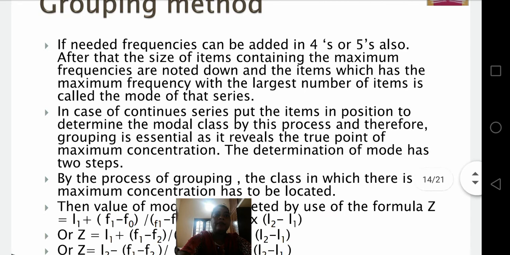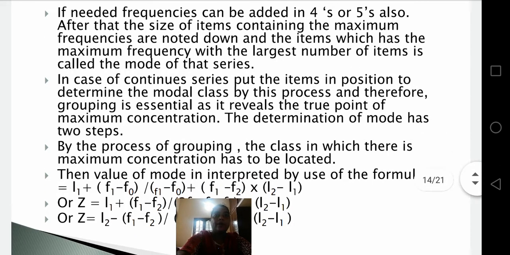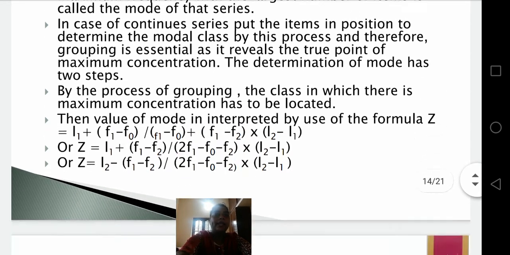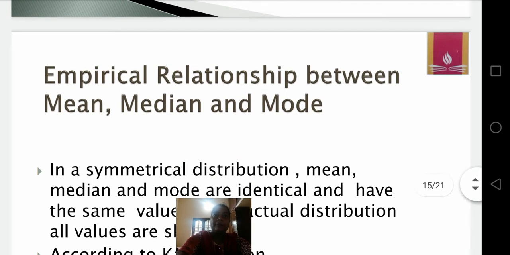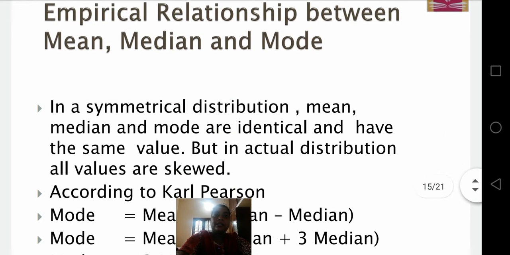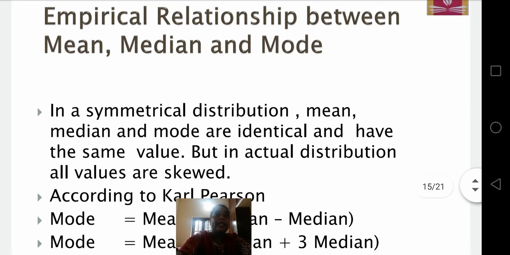After that, the grouping can be identified. I will explain with the formula. Here we use an empirical relationship between the mean, median and mode, which was given by the famous statistician Karl Pearson. That is very applicable here.